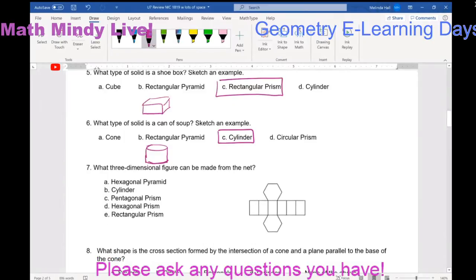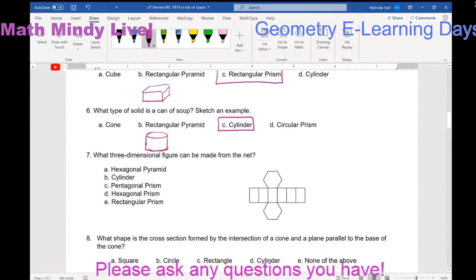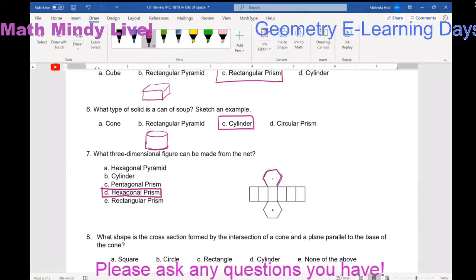For 7, your 3D figure that can be made from a net. You would fold up these little hexagons, and since there's 2 hexagonal bases, that's kind of your hint that it is a prism, and it is a hexagonal prism because there's 2 of them. The rectangular pieces don't matter as much because that's what wraps around the hexagons themselves.